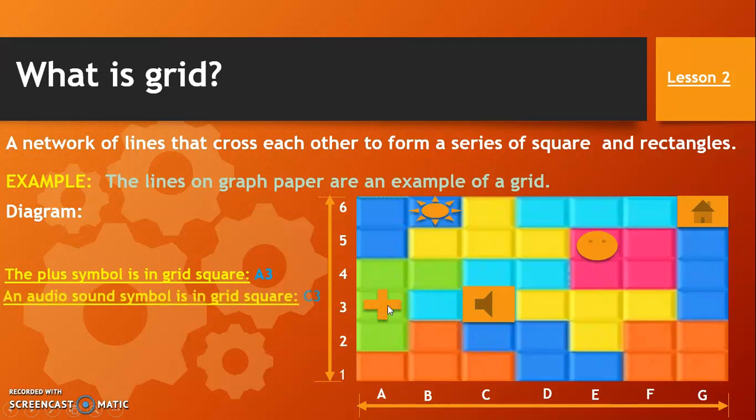An audio sound symbol is in grid square C3. Let's find it out. Where is the C vertical column? Yes, this is the C vertical column and this is the 3 horizontal row. So the C vertical column and the 3 horizontal row combine to make grid square C3. And which symbol is placed in grid square C3? An audio symbol. Let's take a while and clap for yourself if you understand the basic concept of a grid.